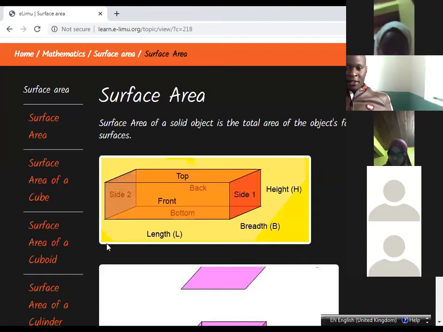What is the correct answer, Sumaya? 340 centimeters squared. Very good. That is 340 centimeters squared.